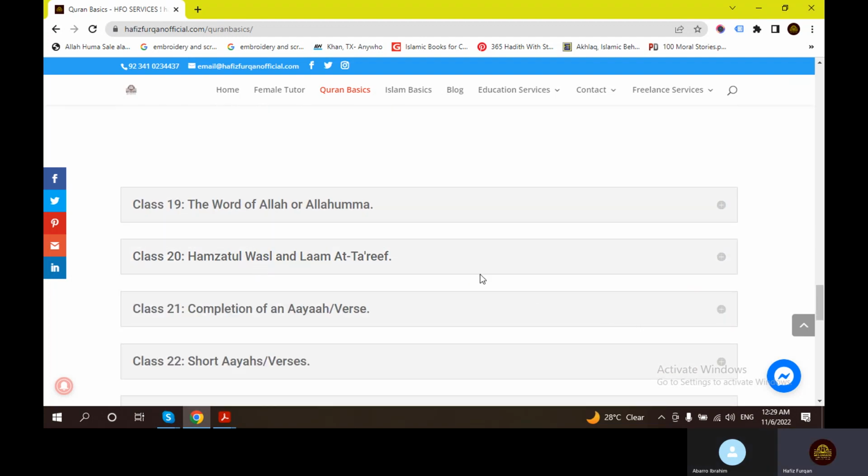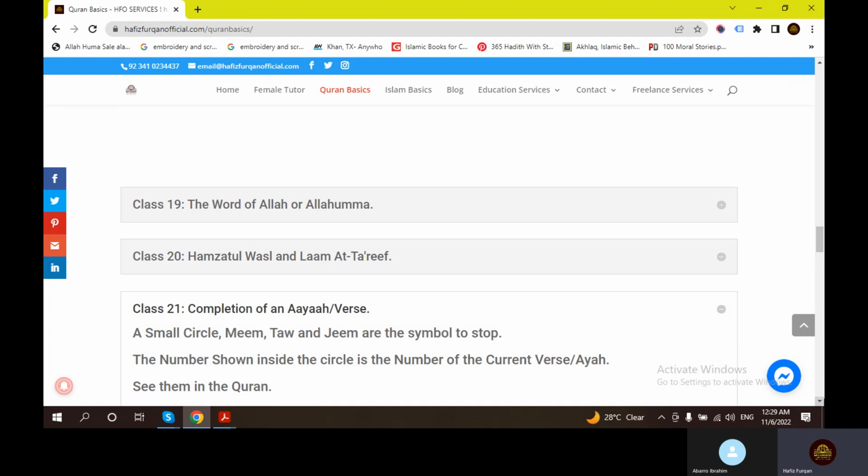Yes. This is one thing that you have to note in the notebook. This is class number 20. Okay, Hamzatul Wasl and Lamat Tarif. This is one rule. Okay, there is no exercise for this rule for now, because I told you that we only practice it in the Quran, because it's coming a lot in the Quran. Okay, the next thing we are going to start tomorrow.